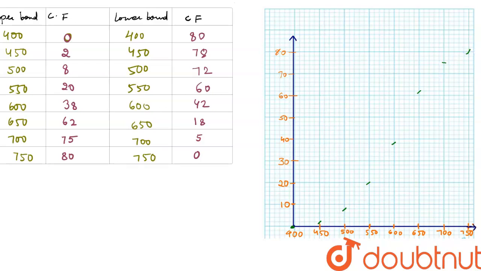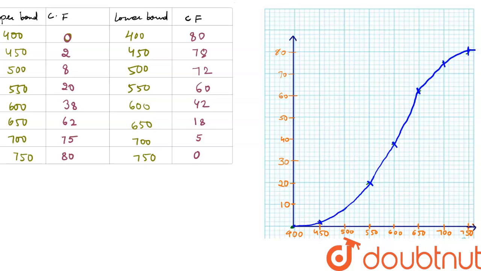Now let us join these points and find the curve. We have to draw a free-hand curve, not using a scale, to get an ogive curve here. Let us mark these points again. This is a point, this is another point, and this is another point. This is one more point, and this is a point.